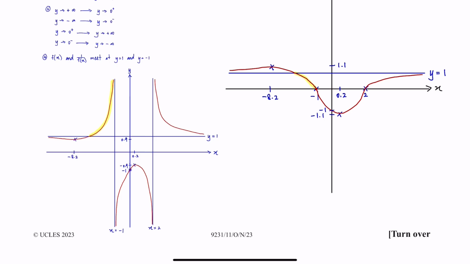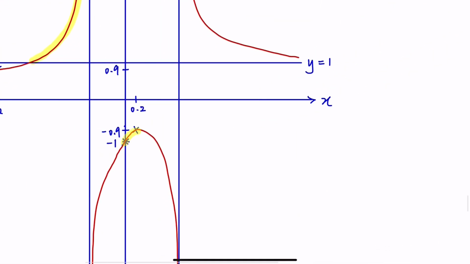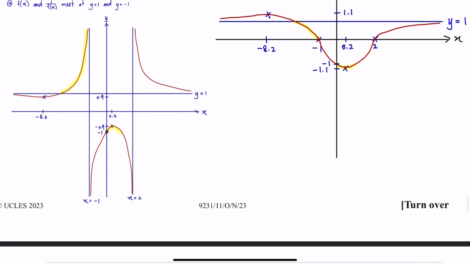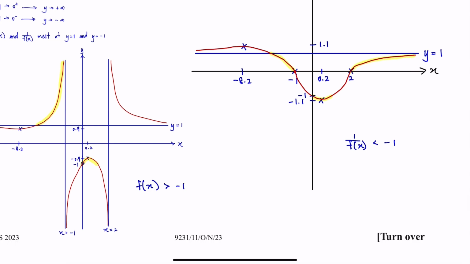For the second part, it should be this area. Because we can see that 1 over f(x) is smaller than negative 1 for this part, and f(x) is larger than negative 1 for this part. And the third part would be this region, and this is obvious enough.